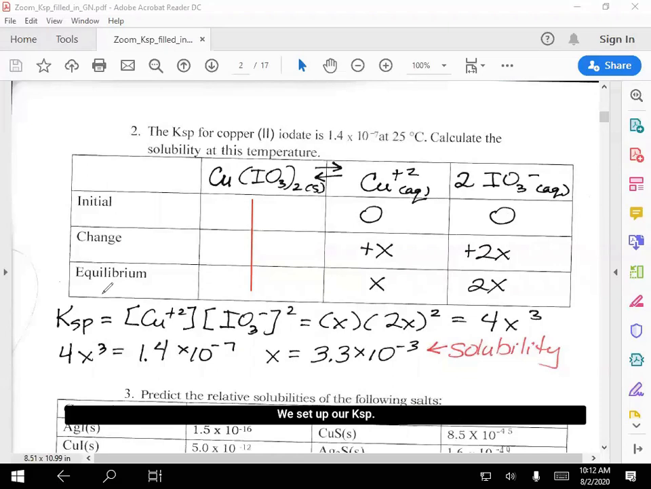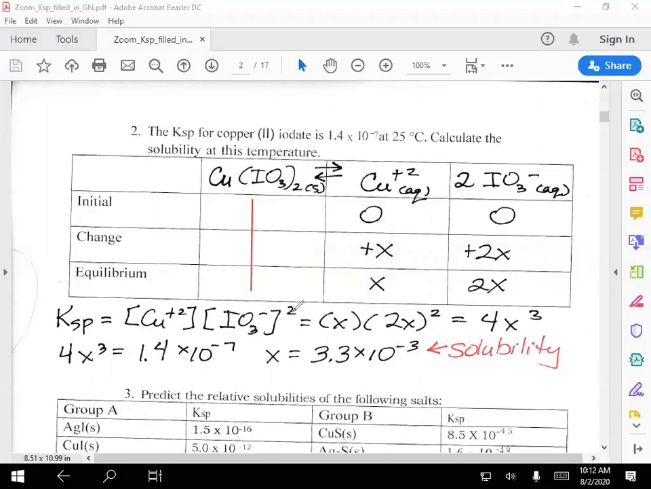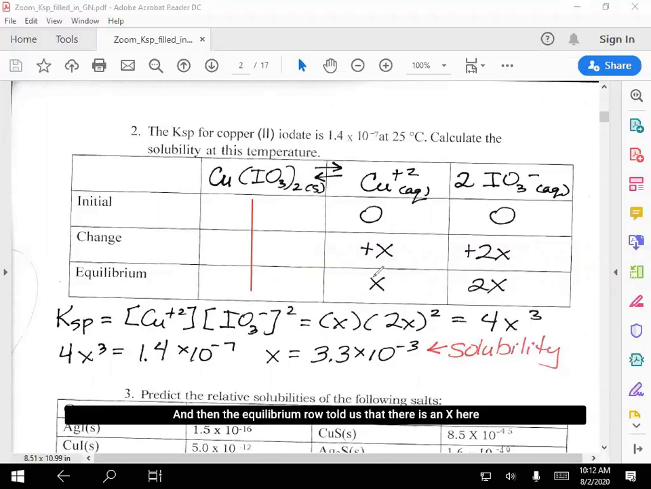We set up our Ksp. The Ksp is going to be copper ion, iodate ion, and remember it's going to be squared. And then the equilibrium row told us that there is an x here. And remember, inside our brackets, there's a 2x. So what you're doing is you're taking this x and putting it inside here. You're taking this 2x and you're putting it inside here. When you do the math, you've got x times 2x squared. That ends up being 4x cubed.